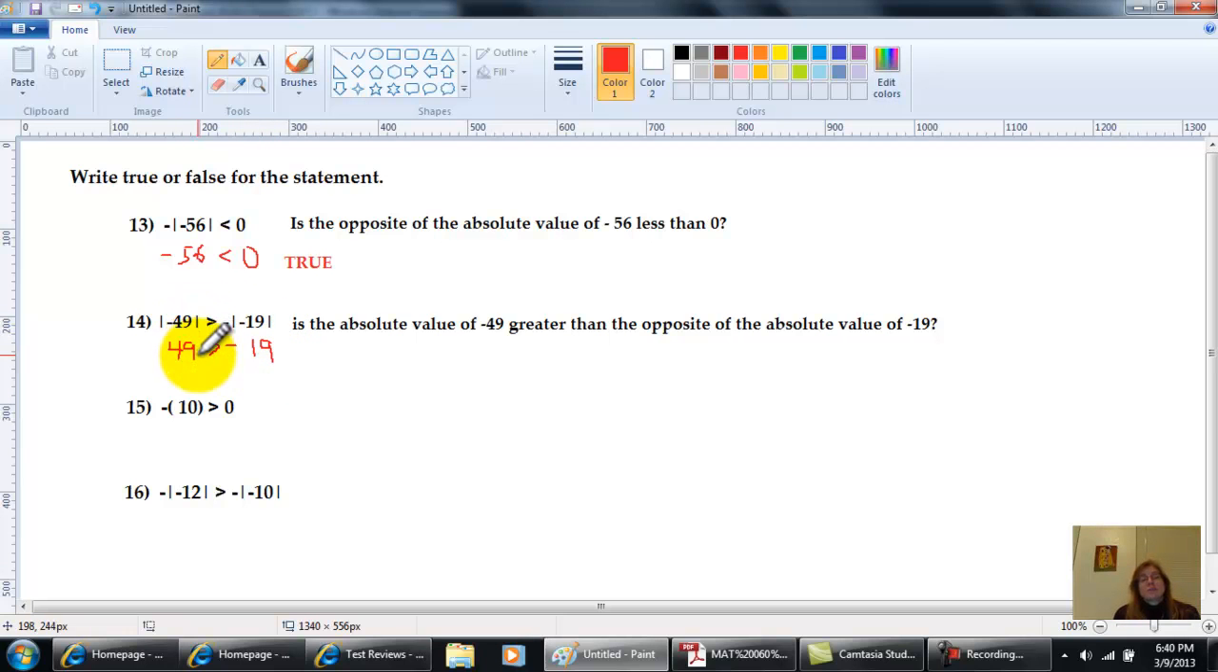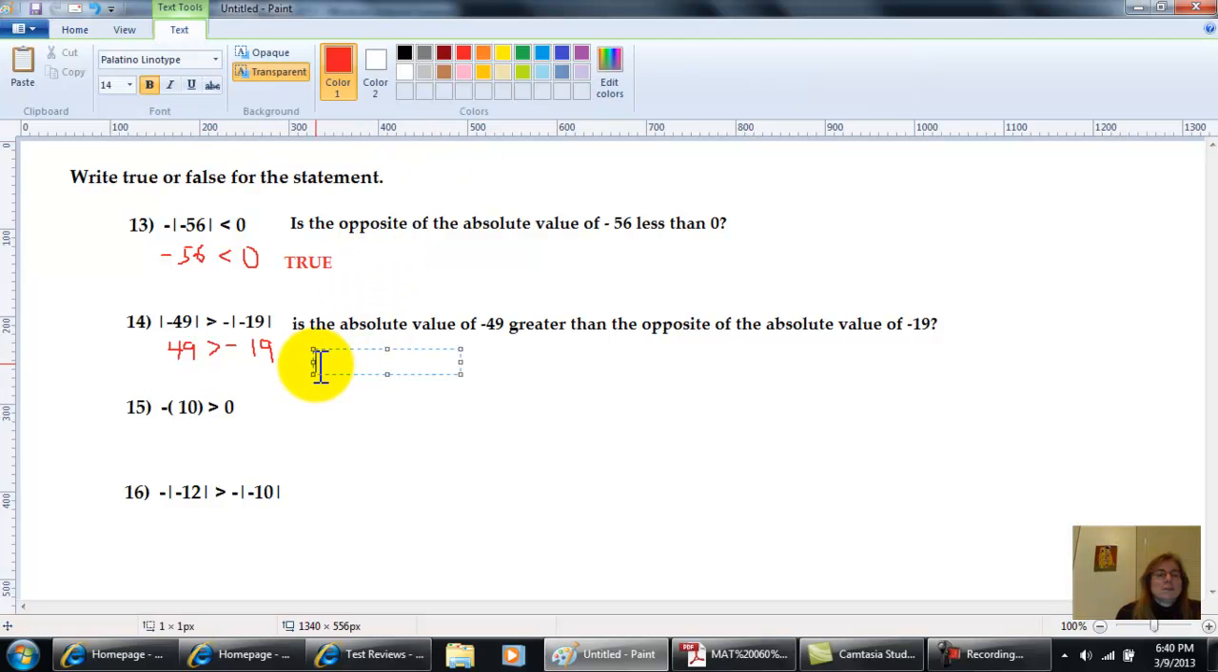Now, do we have a true statement? 49 is greater than the opposite of 19, or is 49 greater than negative 19? Negative numbers are less than 0, and 49 is certainly greater than 0 and negative 19, so the answer there again is true.